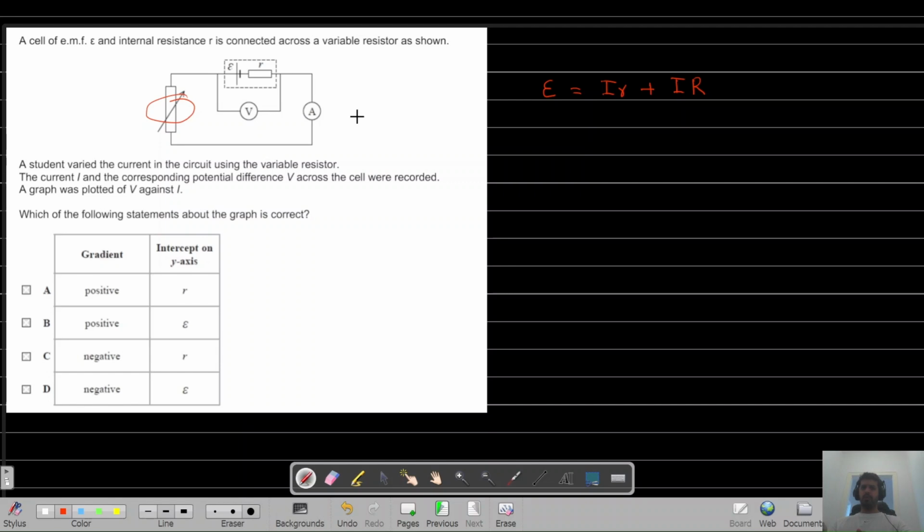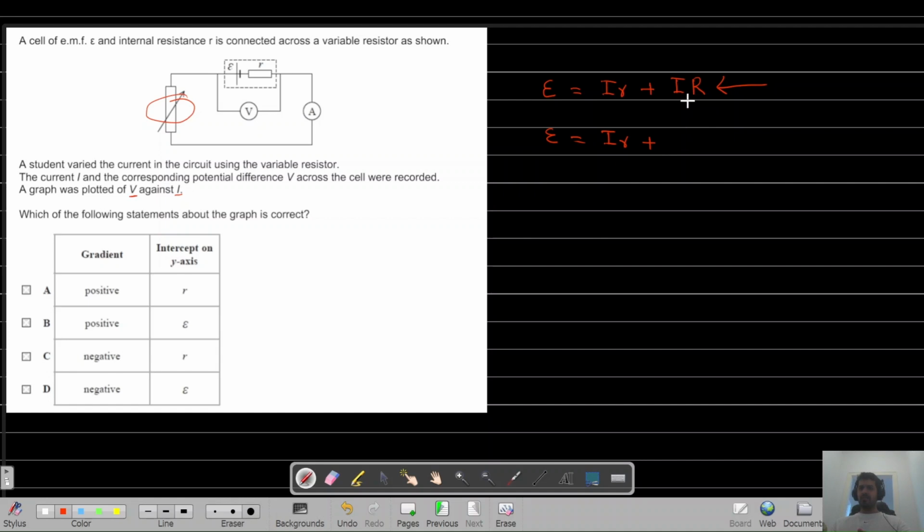We go around the loop and we add all the voltage rises and all the voltage drops. And if you go around the loop, they all must add up to zero. And if you rearrange the equation, you get this equation that we have here. So let's try to rewrite this equation in terms of voltage V, because we are plotting the graph for voltage V against I. So I can write this as E equals Ir, which is the voltage drop across the internal resistance.